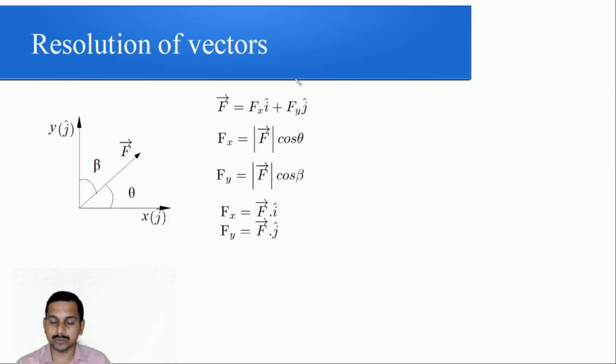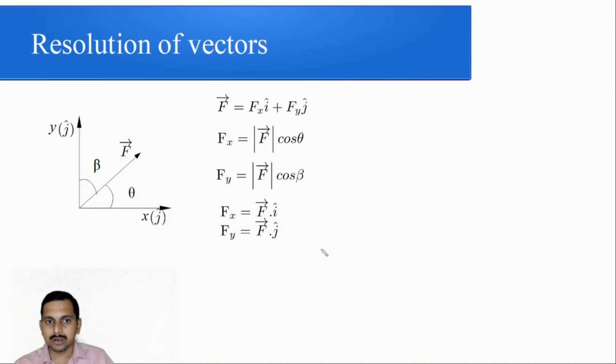Now this can also be done in another way. I can say Fx is nothing but the F vector, that is Fx i plus Fy j, dotted with i. So when I dot i with i, what I get is 1. When I dot j with i, I get 0. Because the angle between i and i is 0 degrees, cos 0 is 1, that's why we get this. So Fx is F dotted with i. Fy is F vector dotted with j.